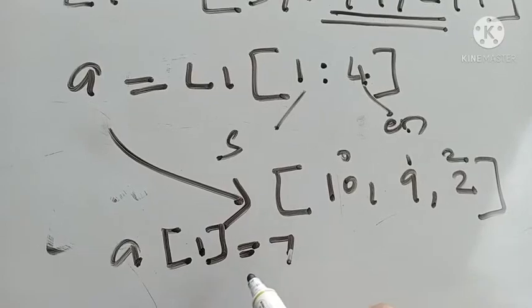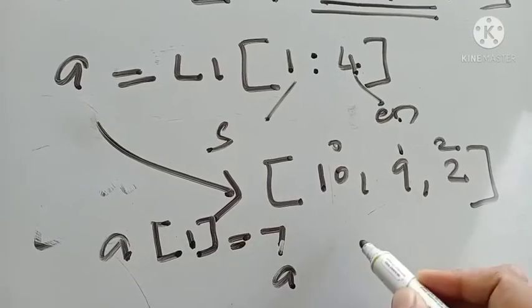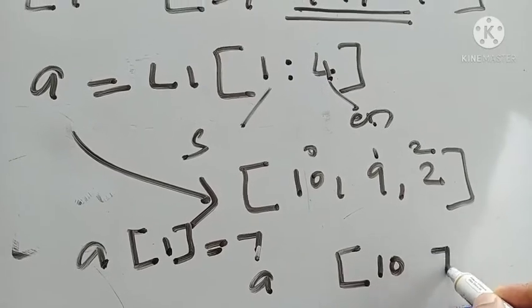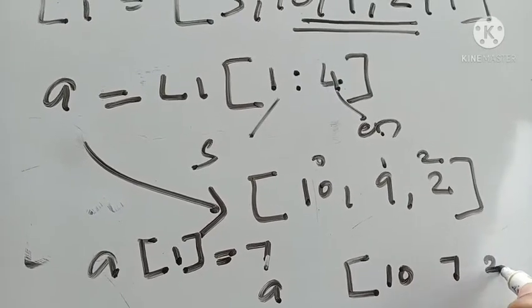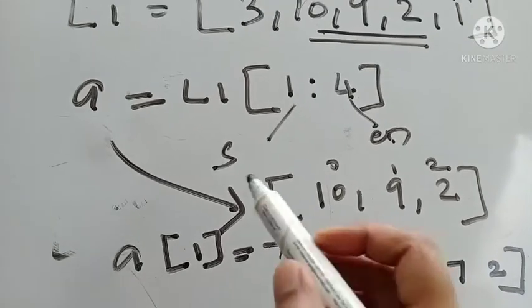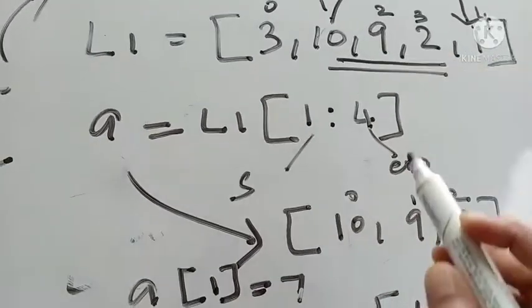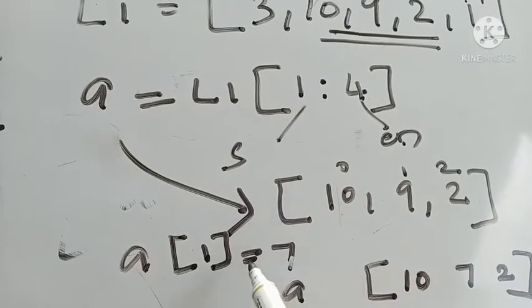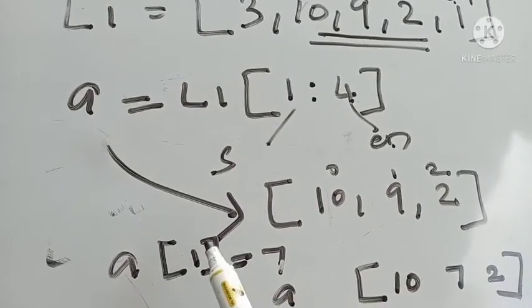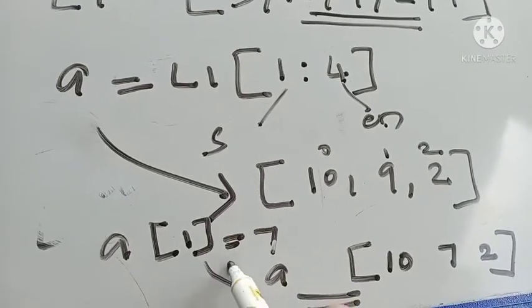So when you try to print A once again, you can see that the values are 10, 7 and 2 only, right? Yes, this will be the answer. That means when you take some sequence from your original list, and when you try to do any changes in the same generated list, you can see the changes in that list.